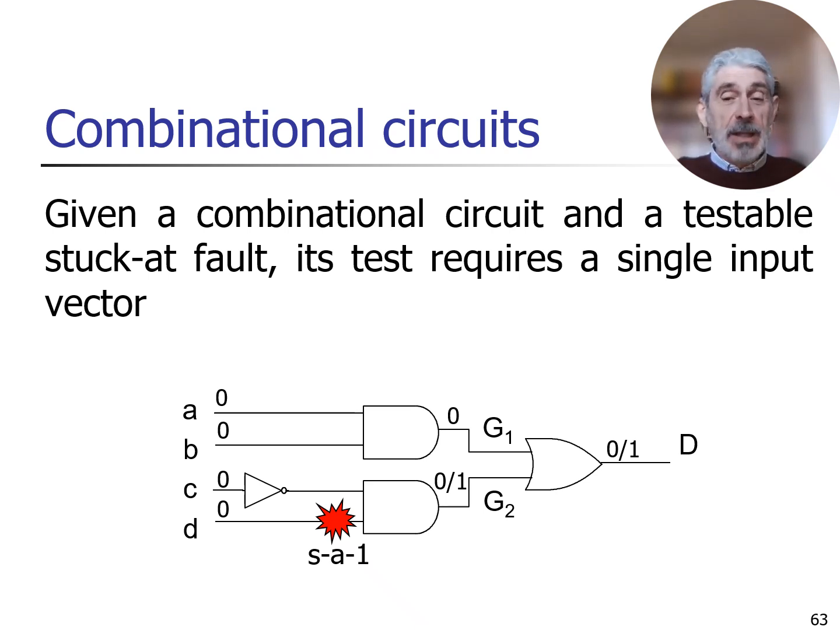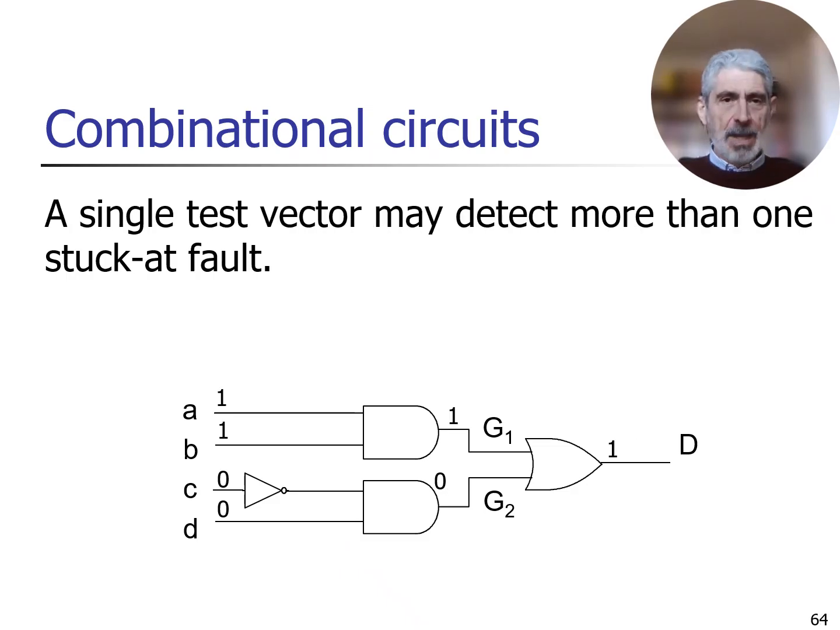Until now, we spoke about combinational circuits. Given a stuck-at fault in a combinational circuit, either the fault is untestable, no test vector exists, or I can find at least one test vector able to detect it. Okay?